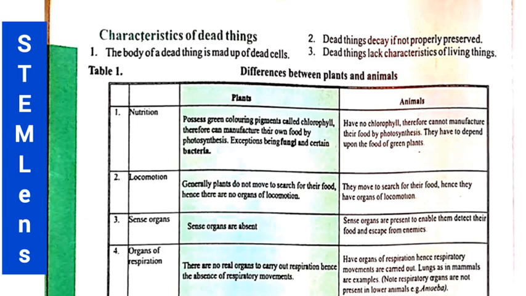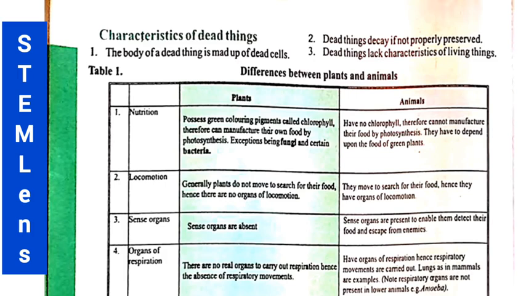Alright, so bacteria actually now has its own kingdom, Monera. So we are just looking at it, and fungi is a non-green plant, so it does not have chlorophyll to carry out photosynthesis. Animals have no chlorophyll, therefore cannot manufacture their food by photosynthesis. They have to depend upon the food of green plants. Animals are heterotrophs, they are consumers. Plants are autotroph producers. Number 2, we have locomotion.